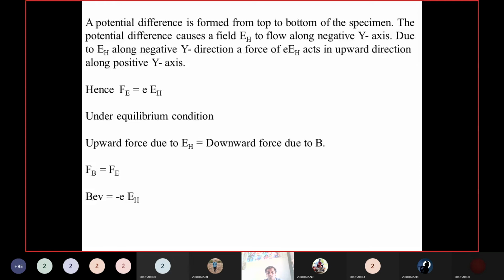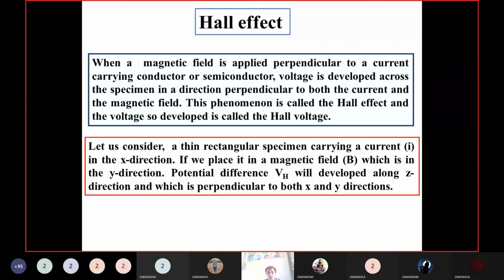Once again, I will explain briefly regarding the Hall effect. First of all, the definition of the Hall effect. This is the very important one. Without the definition, you can't do anything, so first you have to know it. When a magnetic field is applied perpendicular to a current carrying conductor or semiconductor, a voltage is developed across the specimen in the direction perpendicular to both current and magnetic field.